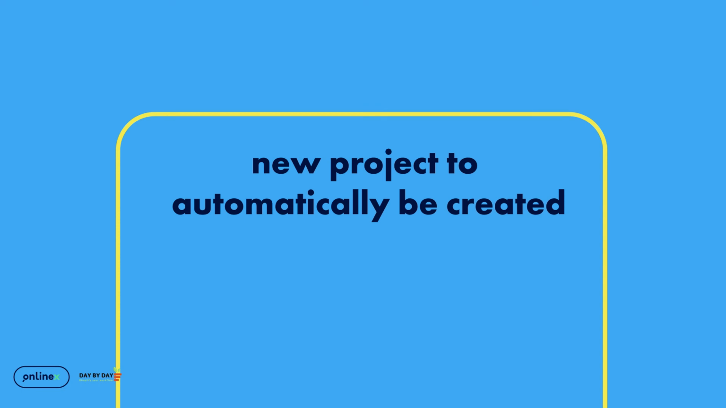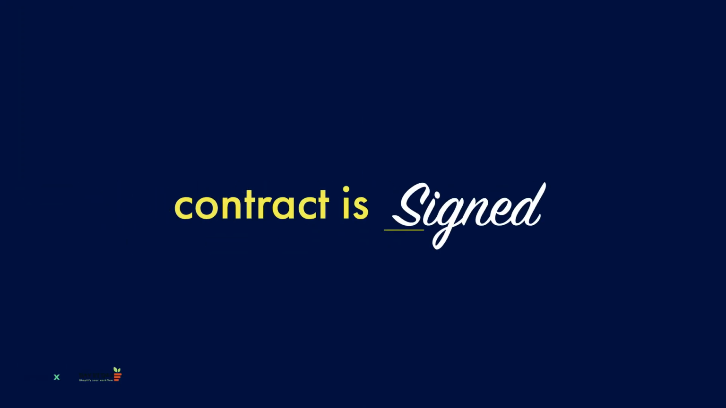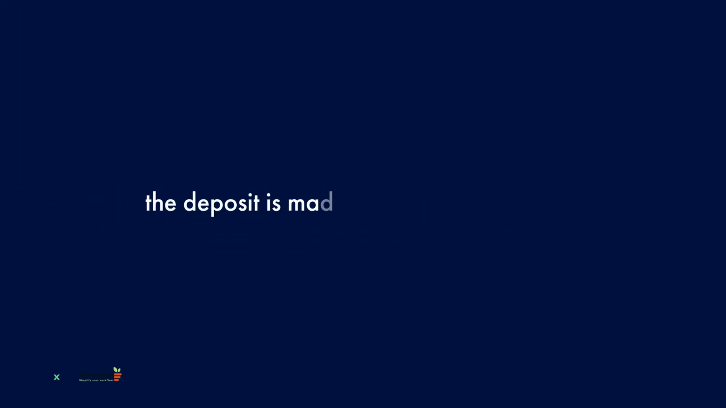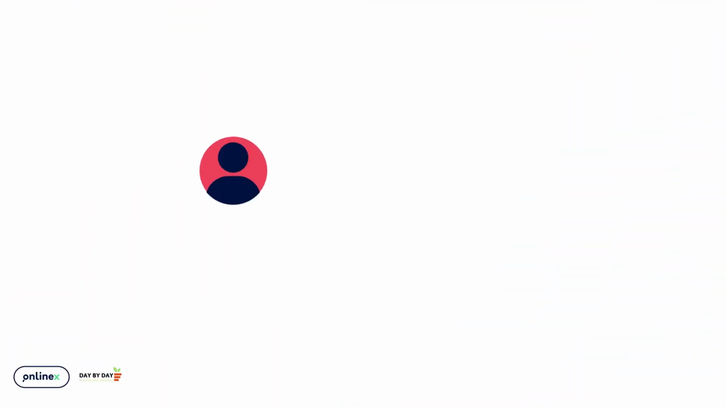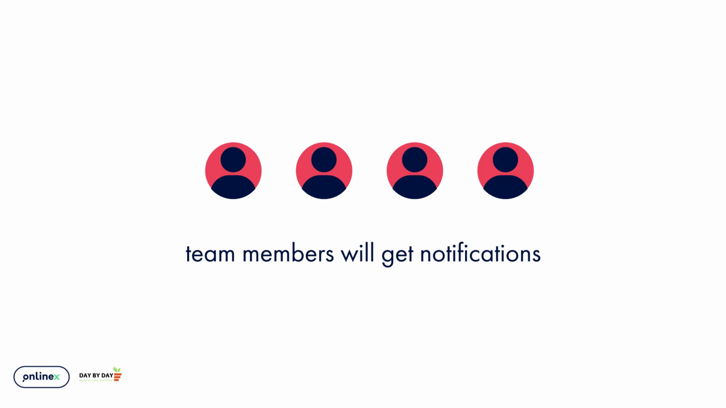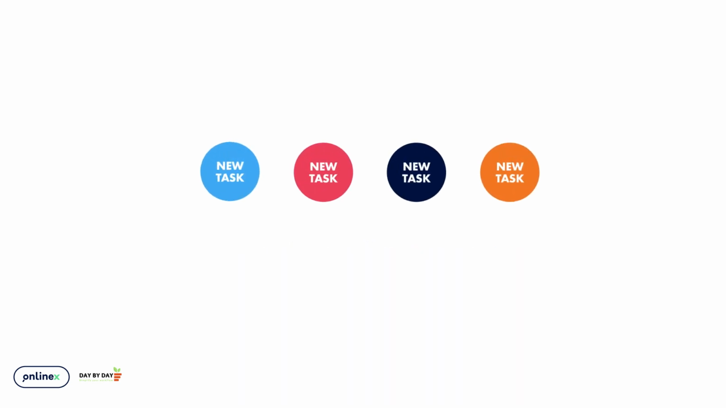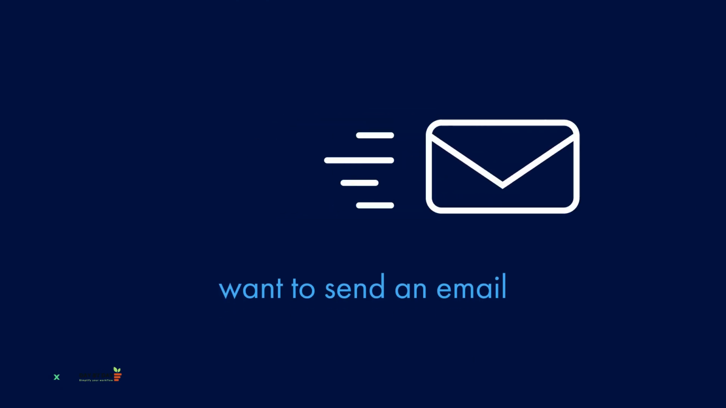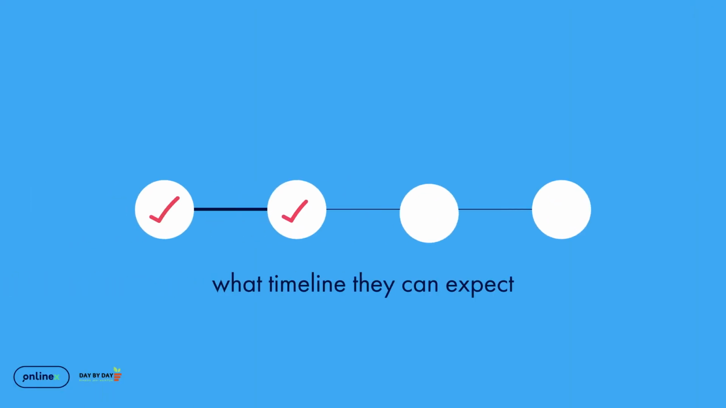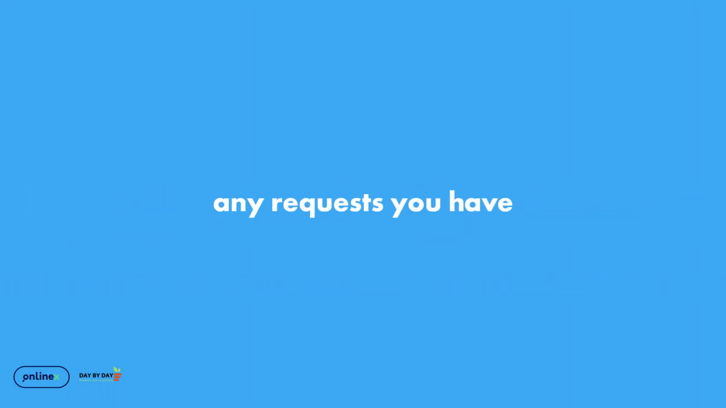You can set a new project to automatically be created for a client based on this template the minute the contract is signed or when the deposit is made and the invoice is sent. Whatever works for your process. Your team members will get notifications that they have new tasks and things just start to flow from there. Ideally, you will also want to send an email, or maybe 2 or more, to your new client with instructions of what the process will be, what timeline they can expect, and any requests you have.